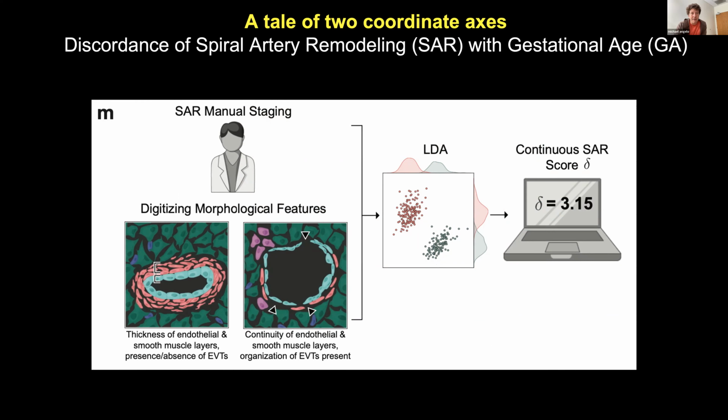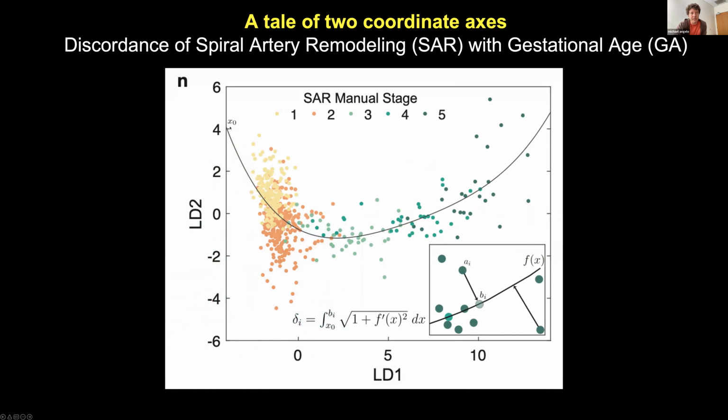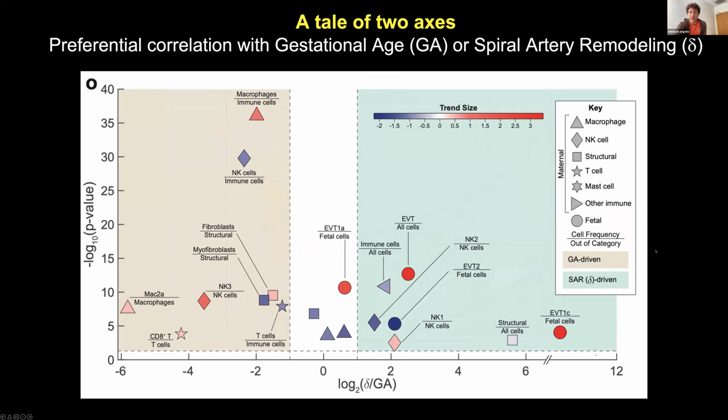I won't dwell on this too much for the sake of time, but essentially by doing that, we were able to interpolate this trajectory and assign each one of these arteries, which are represented by a dot, to a single point along this trajectory. So now for every single image that we had, for each patient, we can ask what is the average degree of remodeling for their arteries versus their gestational age. We've got two numbers: a spiral artery remodeling score, and gestational age.